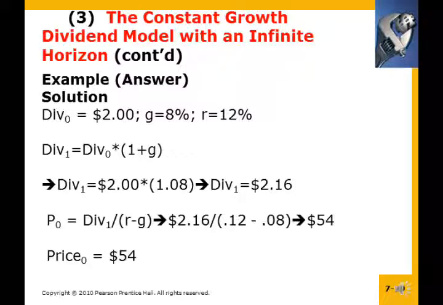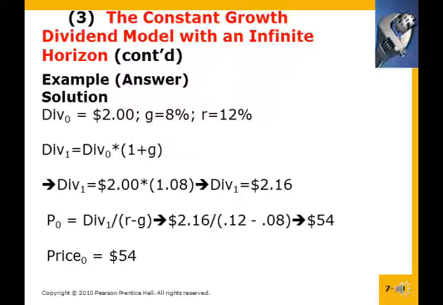So given the information dividend note equal 2, g equal 8%, r equal 12, we can get the price of the third model, the price of stock for the third model. The first step, you have to get dividend 1, which is equal to dividend note times 1 plus g.